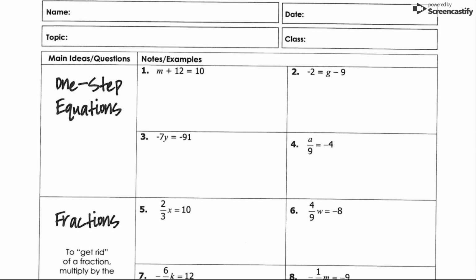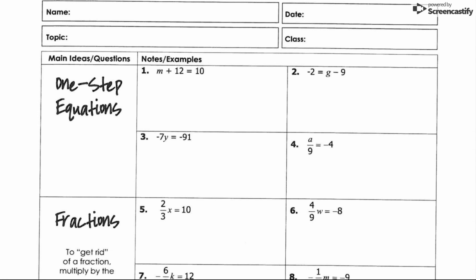For number two, I want to isolate this variable. That means I have to get rid of this negative 9. The opposite of minus is addition. So I have to add the 9 to both sides. Negative 9 plus 9 is 0. Negative 2 plus 9 is 7. And then you can rewrite it if you want with g on the other side if it bothers you that it's on the right-hand side.